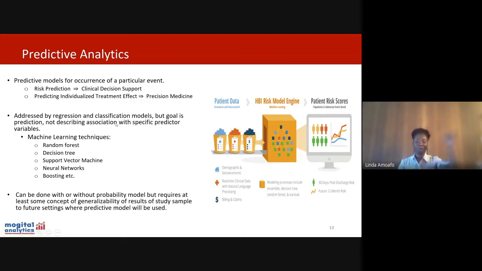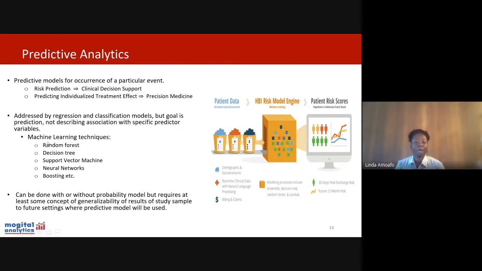We don't want to do what we were doing before. We don't want to look at the association between this and that. We just want to see what we get at the end, and association with specific predictor variables, like I was saying. So with the regression analysis, before we used to do a linear regression or a logistic regression for this, but now there are more machine learning techniques developing, which you could use to build a better prediction model.